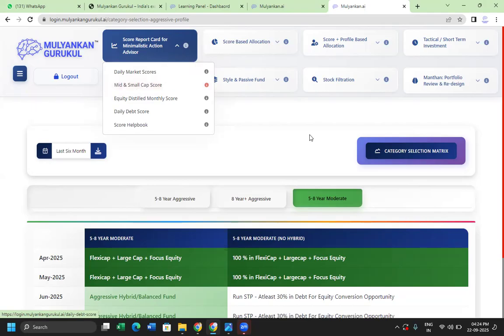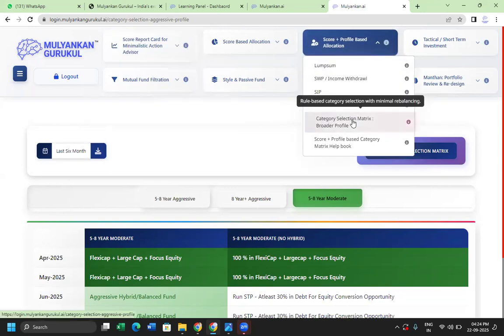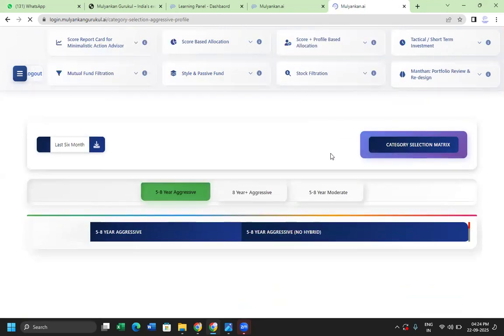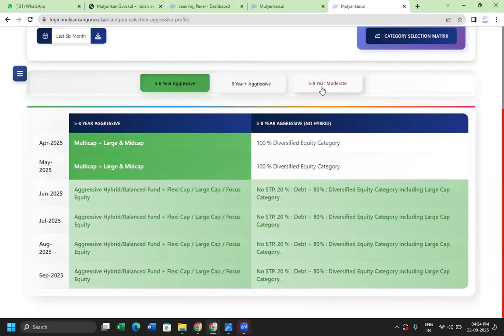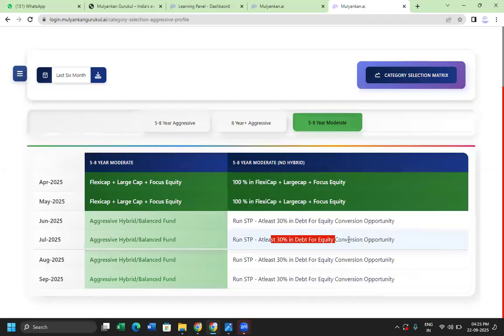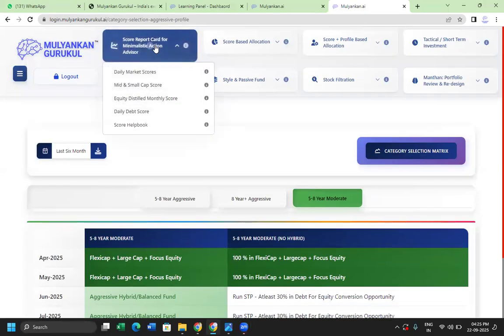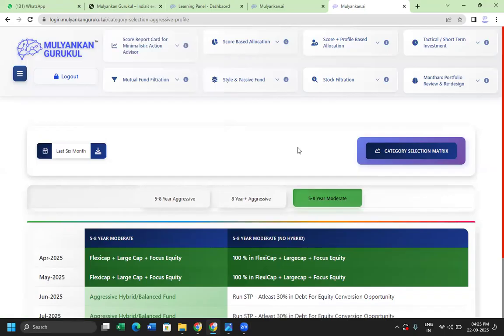So yes, if score plus profile is telling you that 70% of your STP should get over and should be converted into equity, and 30% should be in debt for equity conversion opportunity, now which day to convert that? You can look at the daily score, and within the daily score also, when the zone comes as a Q1 or decile, then that day you will particularly convert your entire STP into the equity market. So this is how layer by layer you can improvise your decision making.